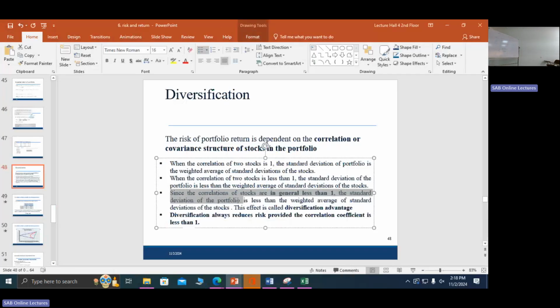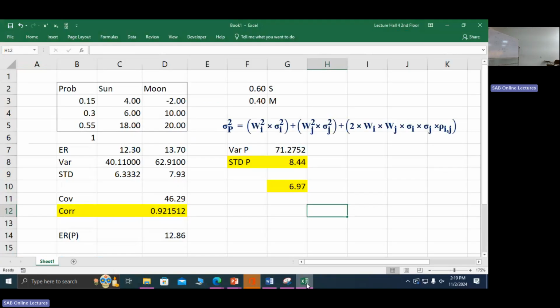Now in this case the correlation coefficient is 0.92. So that is less than 1. So then you will have some sort of diversification because it's not perfectly correlated. Now here the standard deviation of the portfolio is less than the weighted average standard deviation of the stock. Mathematically, in this method the portfolio standard deviation is greater than the weighted average.